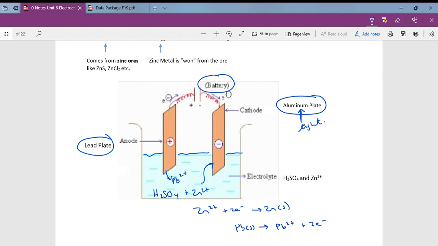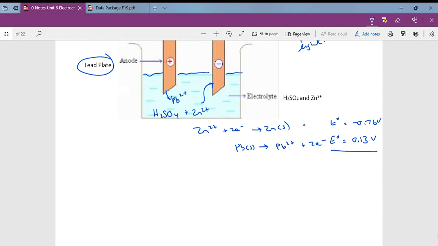If you look at the potential for this, it's negative 0.76 volts for the reduction of zinc, and for the oxidation of lead, it's positive 0.13. So you get an overall cell potential that's negative 0.63 volts. So this is a non-spontaneous reaction. That's why this is an electrolytic cell, and we'd have to apply a current to make it happen.